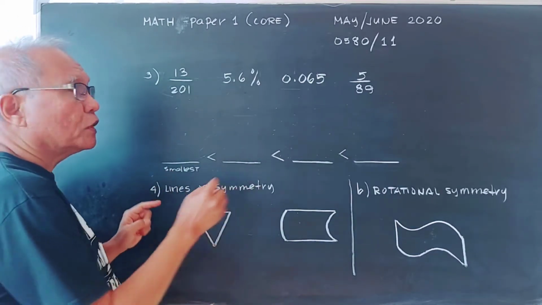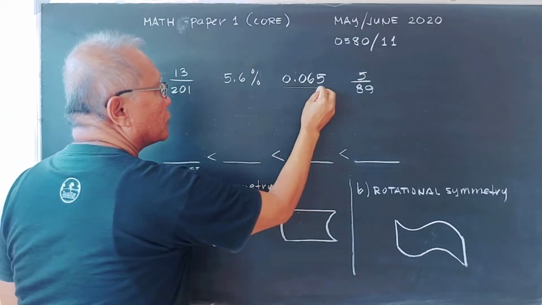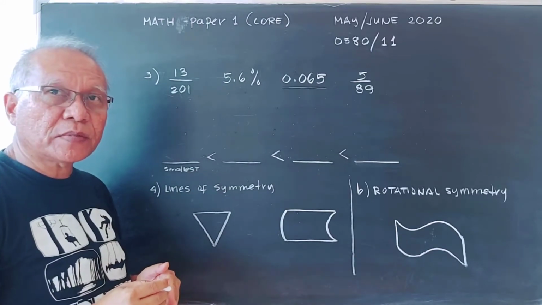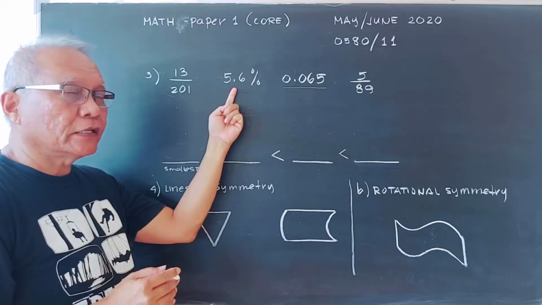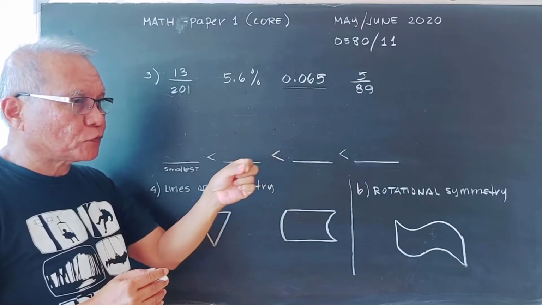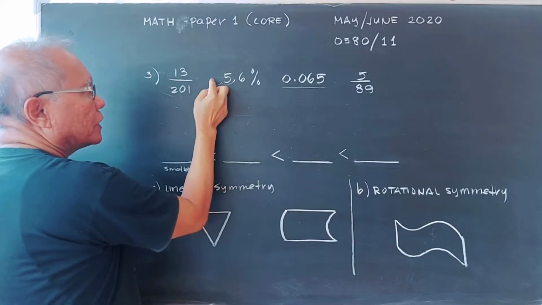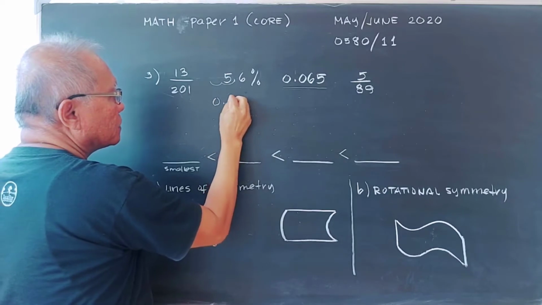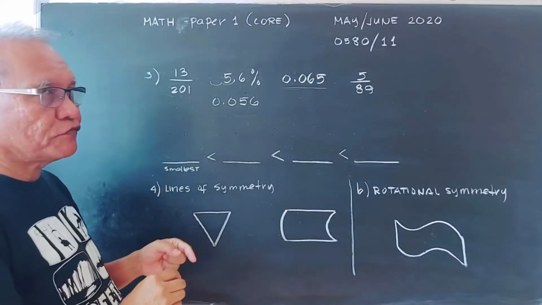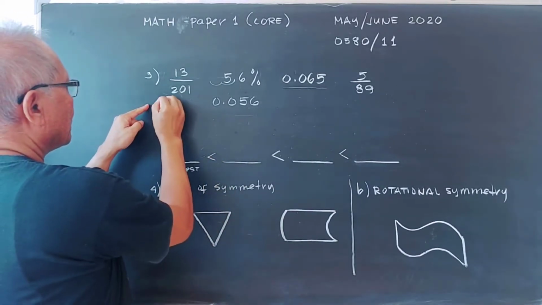So here, we will write them all in decimals. This one is already 0.065. This one is easy, changing percent into decimal. We divide it by 100. Therefore, we're just going to move our decimal point 2 places to the left. 1, 2. We add 0, so we have 0.056.